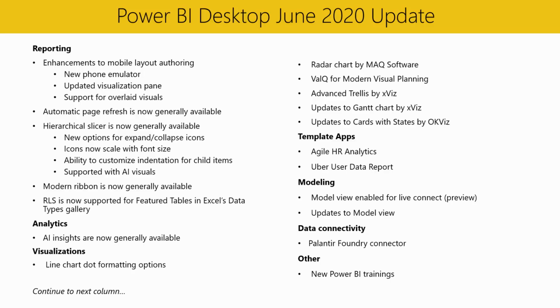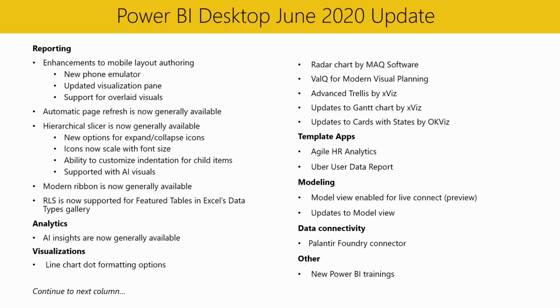We've also continued to improve the featured tables capability in Excel's data types gallery this month with row-level security support. Now, when you mark a table as featured and then publish it to the Power BI service, that table will appear in Excel's data types gallery, even if it has RLS rules applied. Previously, these tables were not shown in Excel. This new enhancement means that users in Excel will only see the rows of data they have access to.